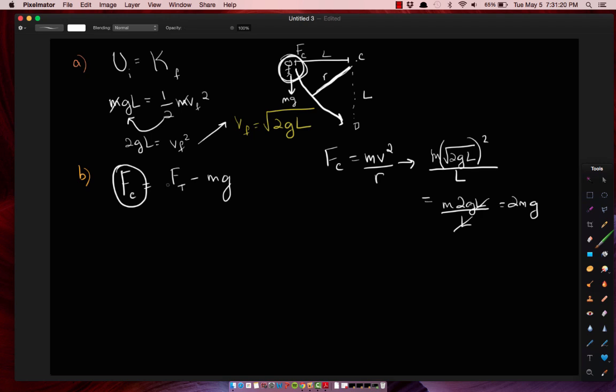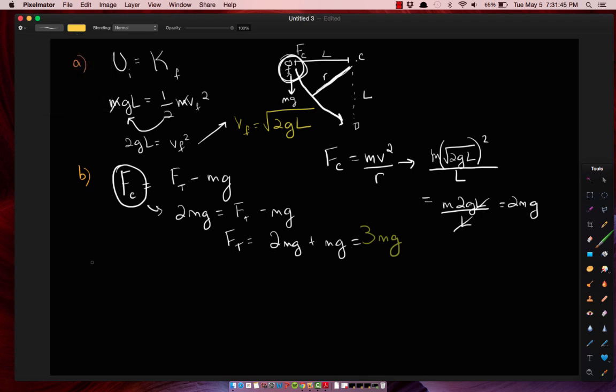That's our centripetal force. So we're saying 2mg is equal to Ft minus mg. So Ft is equal to 2mg plus mg, which is equal to our final answer, 3mg.